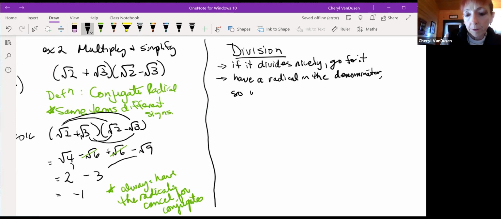So we have to do something. So we have to rationalize the denominator, which I'm going to show you how to do. Sounds kind of complicated. Trust me, you have to do harder things in the course than this.